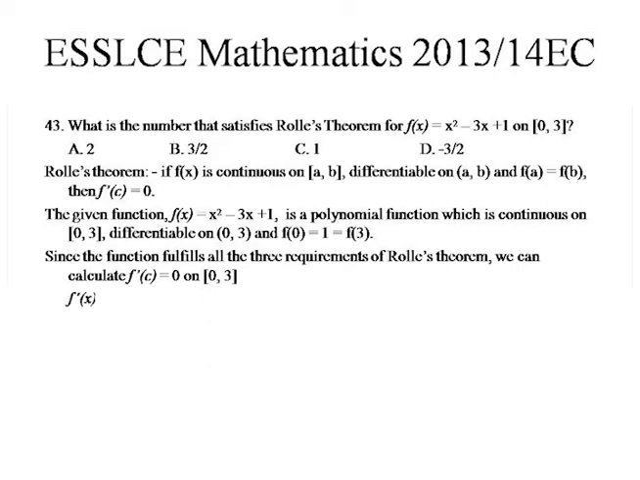The derivative of f of x is equal to the derivative of x squared is 2x minus the derivative of 3x is 3 plus the derivative of 1 is 0 because the derivative of any constant is 0. Thus f derivative of x is equal to 2x minus 3. Let's calculate f derivative of c is equal to 0, simply substituting c in place of x at f derivative of x. We will find 2c minus 3 is equal to 0. Taking -3 to the other side of the equation, we will find 2c is equal to 3. Dividing both sides by 2, we will find c is equal to 3 over 2. So choice B is the correct answer.